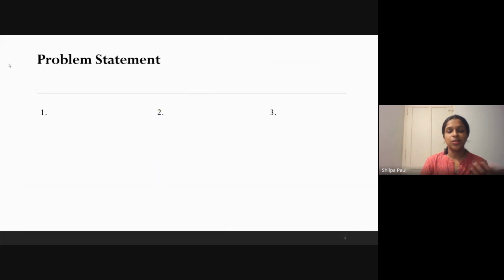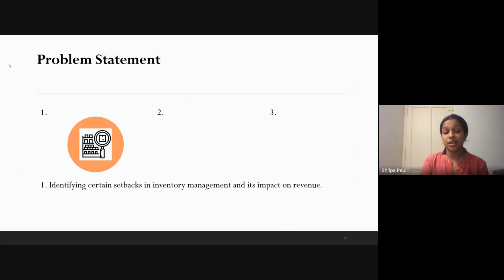Now let's look at what the problem statements are. Even though I have given the heading as problem statements, I wouldn't say that all of them are problem statements. The first one, yes, it could be thought of as a problem statement, but 2 and 3 are scopes of improvement or strategies for betterment. So I'll quickly let you glance at the problem statements, after which we'll discuss the motivation, the roadmap and the results in the later slides. First, we'll be identifying certain setbacks in inventory management and how they have impacted the revenue. The motivation is discussed later, so an idea of how it led to this will be observed from there.